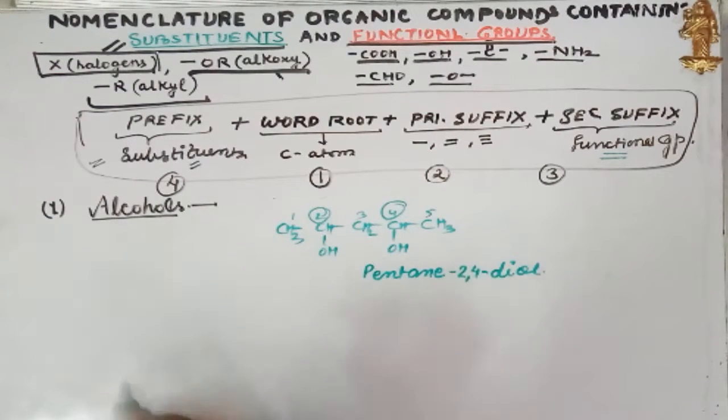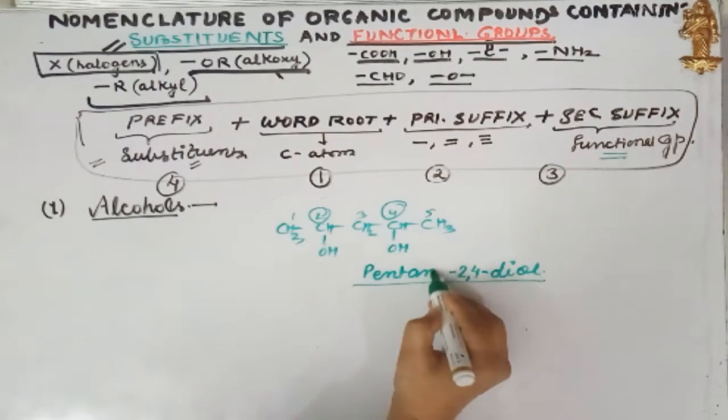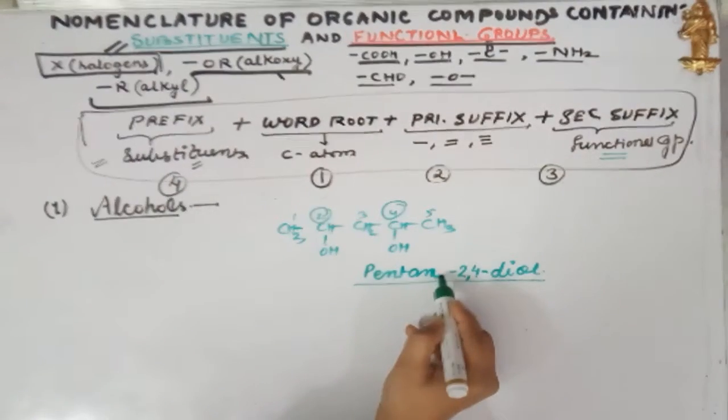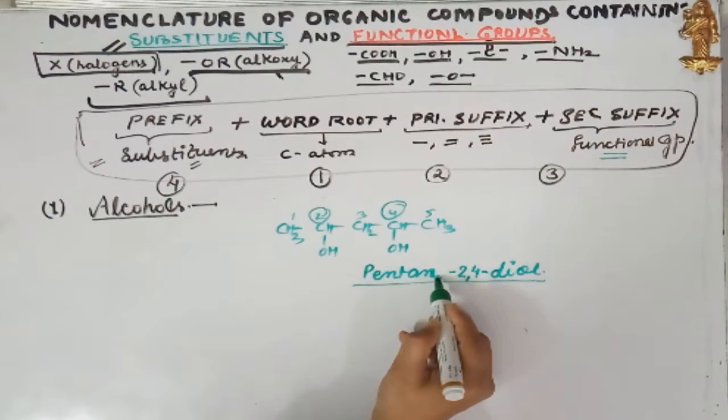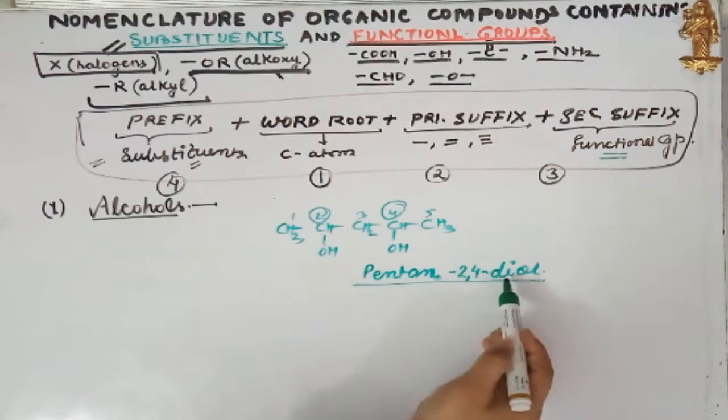hyphens. So this is the name of the compound, and as we have already discussed, if we are using any functional group, we don't need to use the suffix ane completely. We have to remove this e from the ane. Are you clear? So this is pentane-2,4-diol.